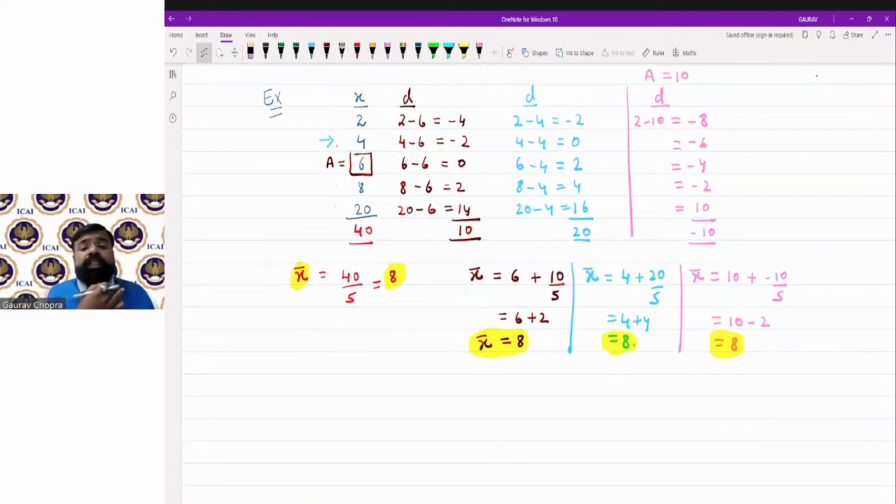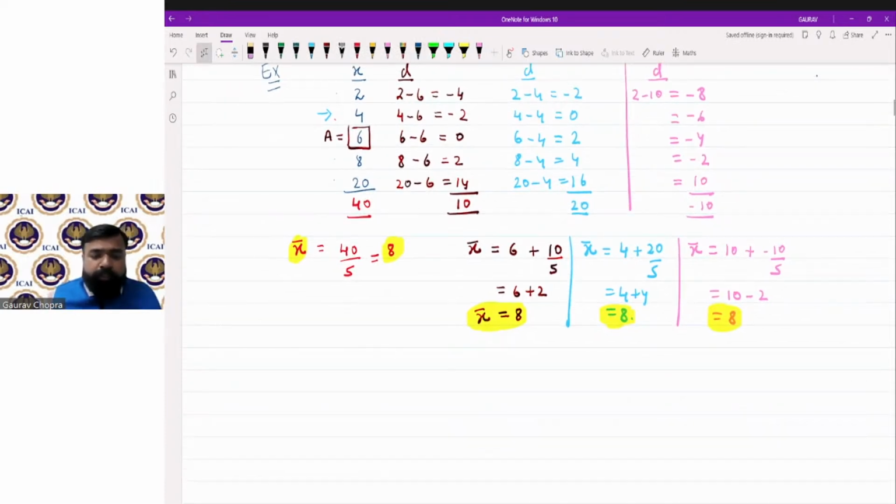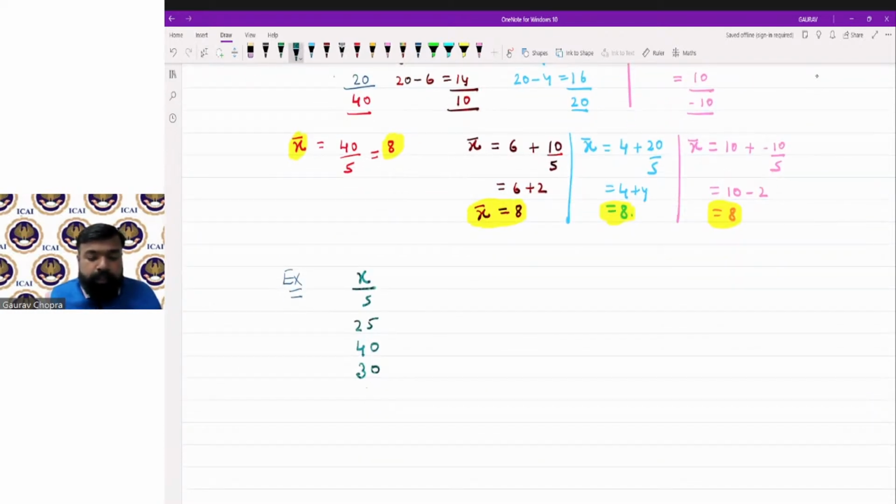Now, if there is some question based on missing figure, then also you can calculate. So let's take one question of missing figure. X is given, then we are having 5, 25, 40, 30, and A. So these are the 5 observations. Arithmetic mean is given in the question. Arithmetic mean is, let's say, 30. Now you have to find out the value of this A.